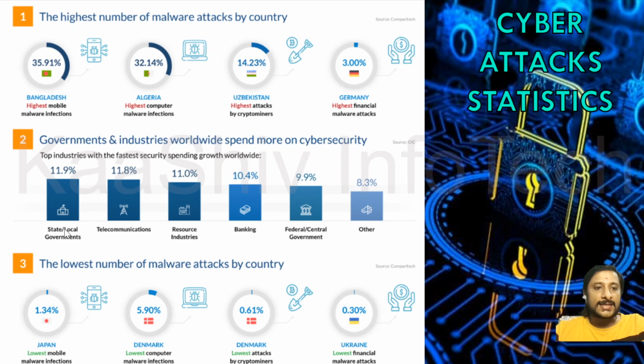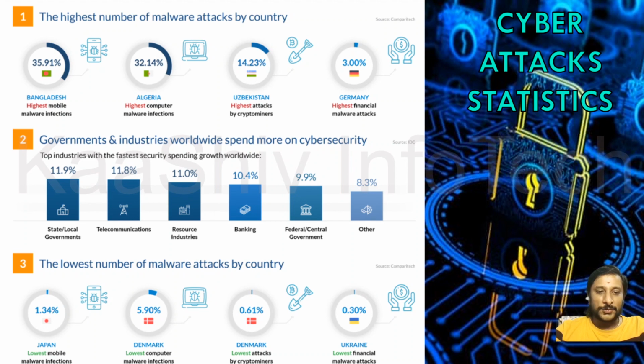Based on the sectors, the state and local government got the highest cyber threats. The second is telecommunications, resource industries, banking, federal and central governments, and then normal companies. For the lowest number of malware attacks, Japan is more secure, man. Denmark is damn good. Denmark has so little mobile malware infection, Japan is lowest. You may ask me, how about India? It is mid, mid in both.